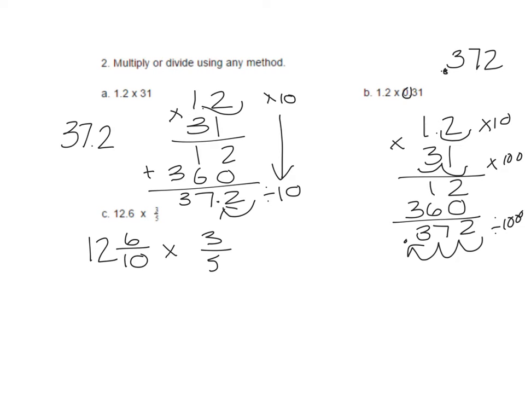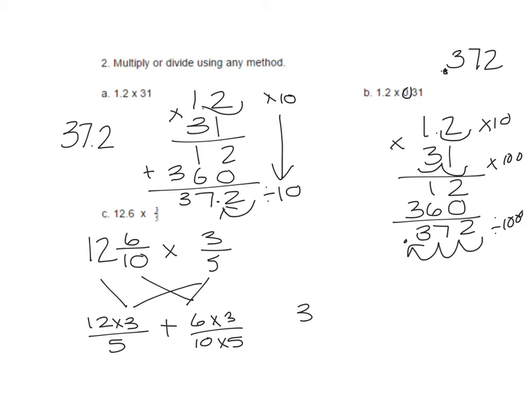Now remember, when I do this, I have to do the whole number times the fraction, and then the fraction times the fraction, and then I have to add them together. So 12 times 3/5 would be 12 times 3/5. And 6/10 times 3/5 is 6 times 3 over 10 times 5. So now I have to do both of these problems and then add them together. So 12 times 3 is 36, so I have 36/5, plus 6 times 3 is 18, and 10 times 5 is 50. So I have 36/5 plus 18/50.